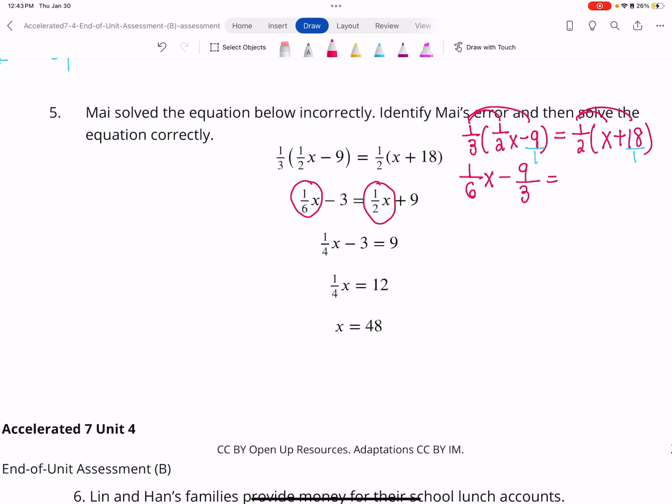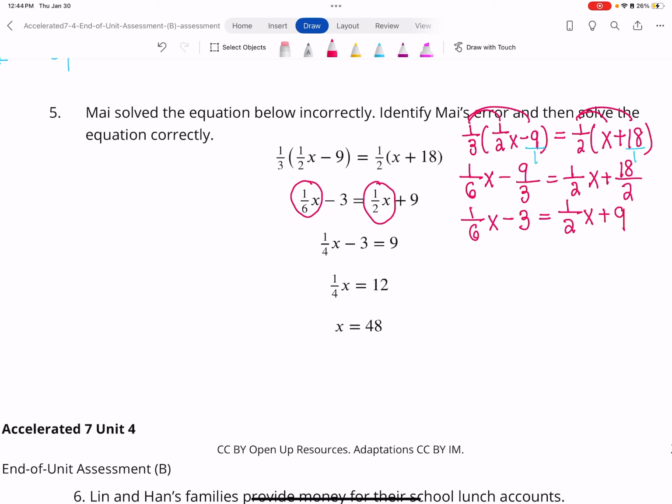On the right side, I have 1/2 times x, that gives me 1/2x, and then 1/2 times 18. Or I can think of it as just multiplying the numerators out first. So 1 times 18 is 18. And then in my denominator, I have 2 times 1, which is 2. Now I can combine some like terms after I simplify that -9/3 into just -3, and that 18/2 as just 9.